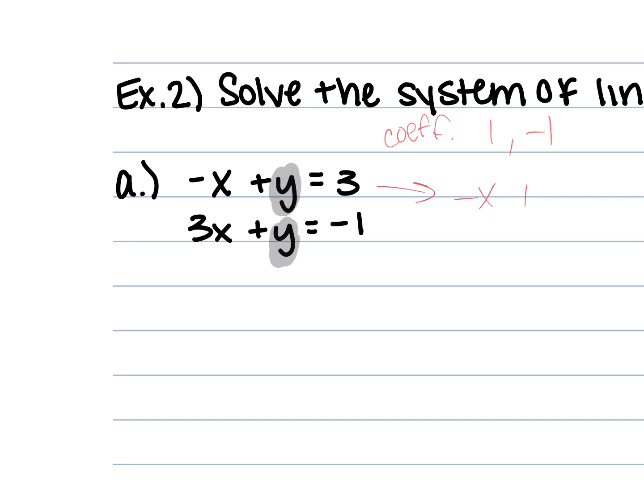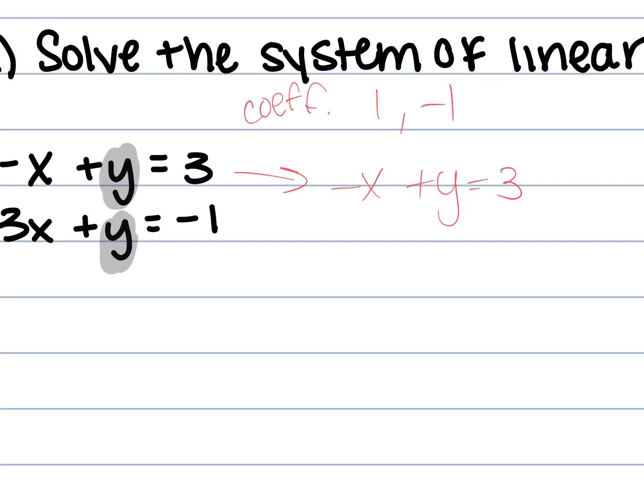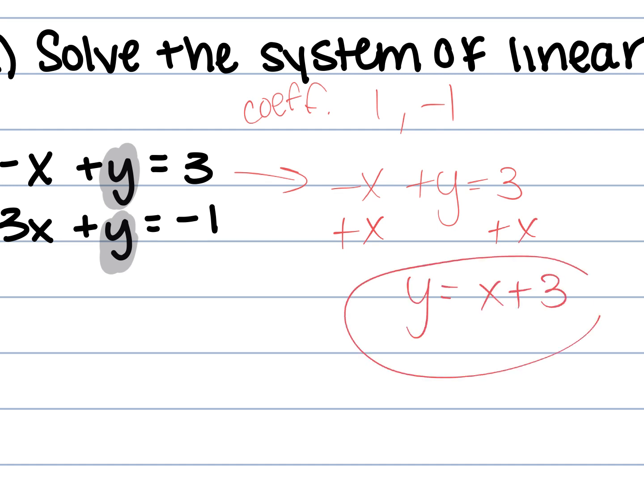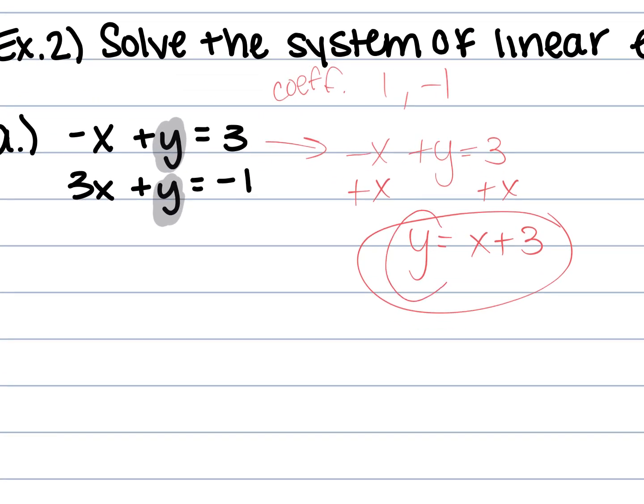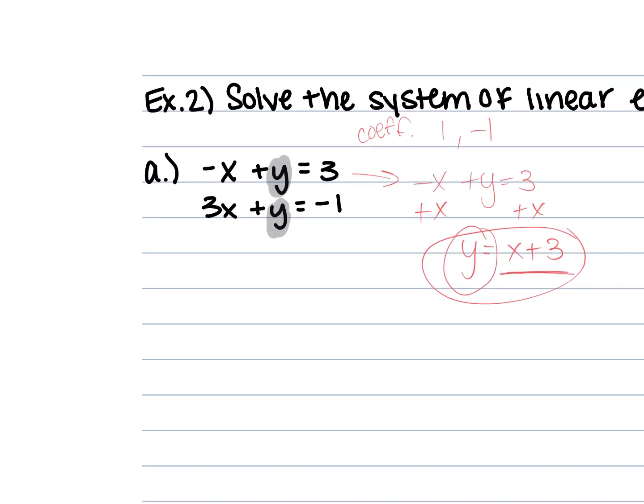So it's -x plus y equals 3. How could I solve that equation for y? Austin? Add x to both sides. Now we have y equals x plus 3. Now we can substitute because we just solved for y. So y is our substitution. x plus 3 is what we're substituting in. So we're going to write 3x, the second equation, plus x plus 3 equals -1. We're making that substitution.